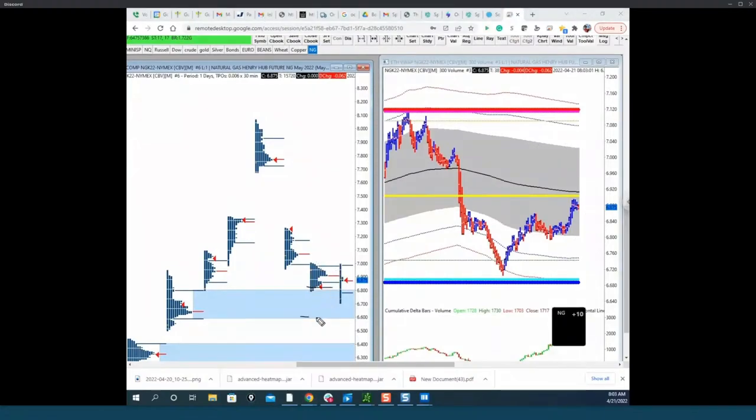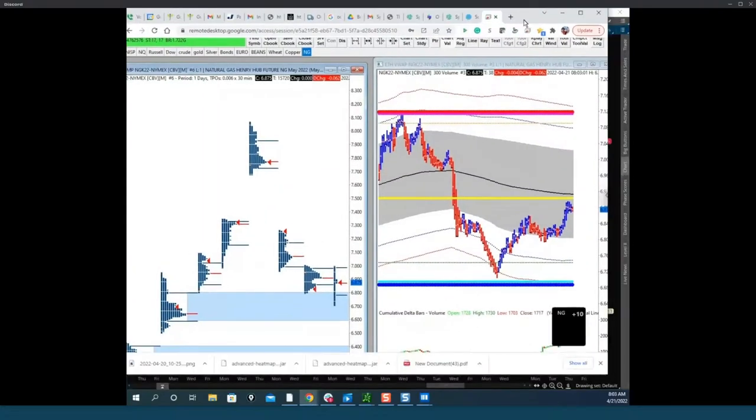And what do you see here? Try to get inside this profile composite. No dice. That ice was all in here. That would be a retest of the top of that, basically. Boom. That's what I'm looking for. So now we wait.